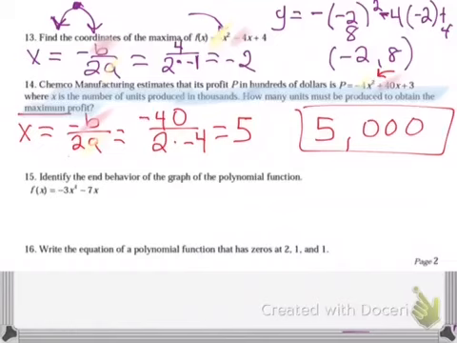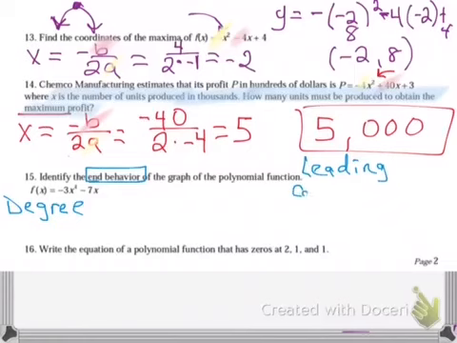Identify the end behavior of the graph of the polynomial function. When we're talking about end behavior, there's two pieces you need to know. You need to look at the degree and the leading coefficient, which I'll explain in a minute. And we're actually going to start with the leading coefficient. First you find the degree, which is the highest exponent. In our case, that's 4. The number in front of that variable is going to be your leading coefficient. So my leading coefficient in this case is negative 3.